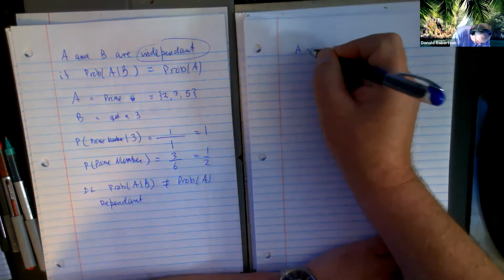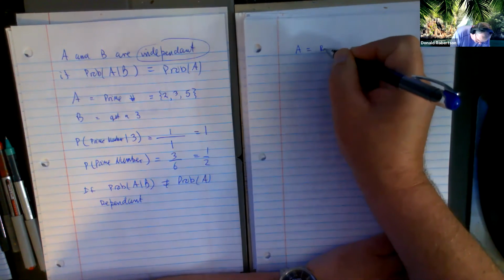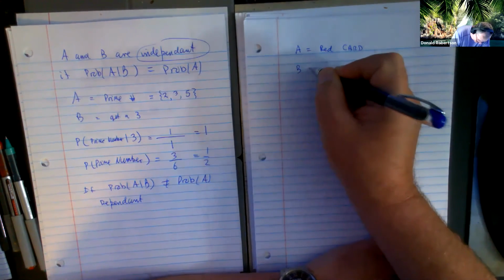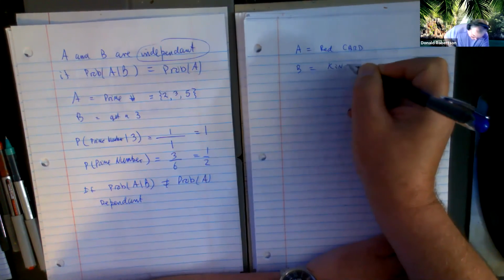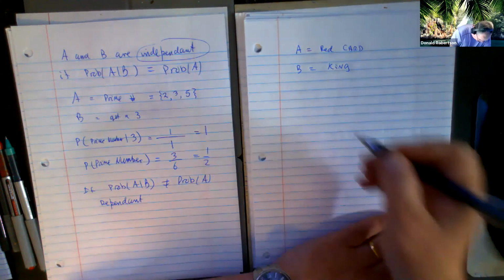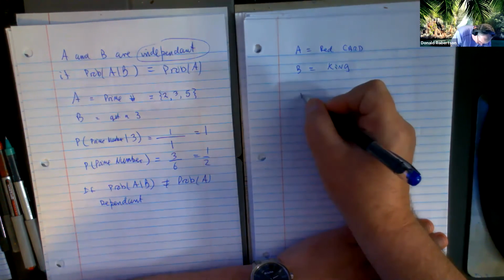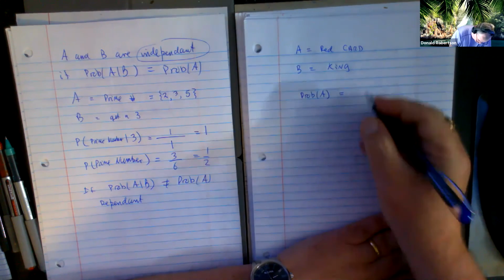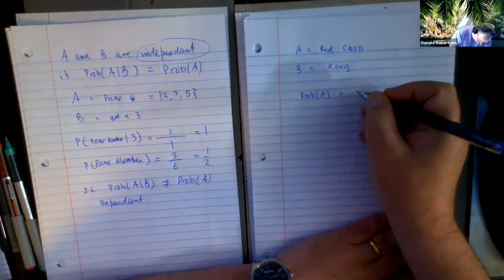Let A be a red card and B be a king. And we're going to test are they independent or not. So what I'm going to do is find the probability of event A, which is the probability that you get a red card.